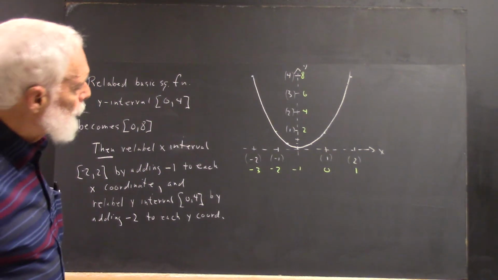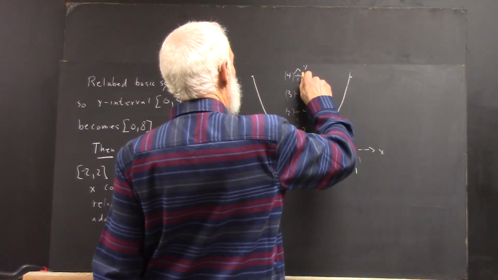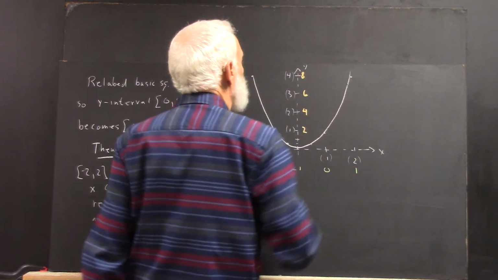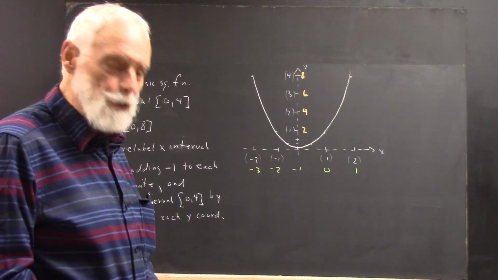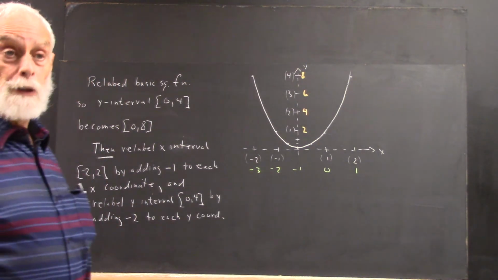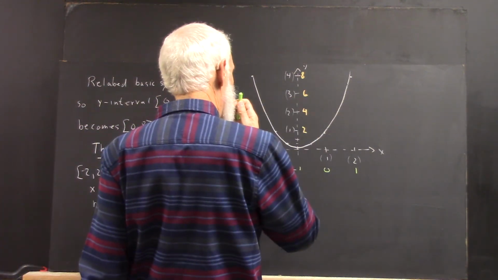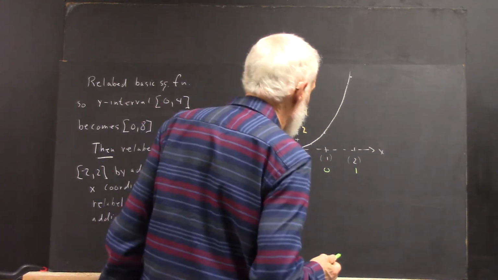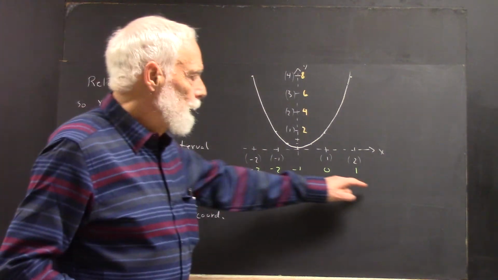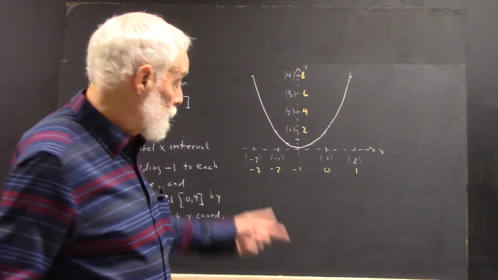So, probably should have used a different color. So I'm going to kind of make the 8 and the 6 and the 4 and the 2 into orange labels, so I can use a green label for my final y-coordinates. So I'm going to subtract 2 from each y-coordinate, okay? Which is going to give me, well, before I do that, we see that in relabeling the x-axis, the y-axis has moved, right? The y-axis appears to have moved to here.